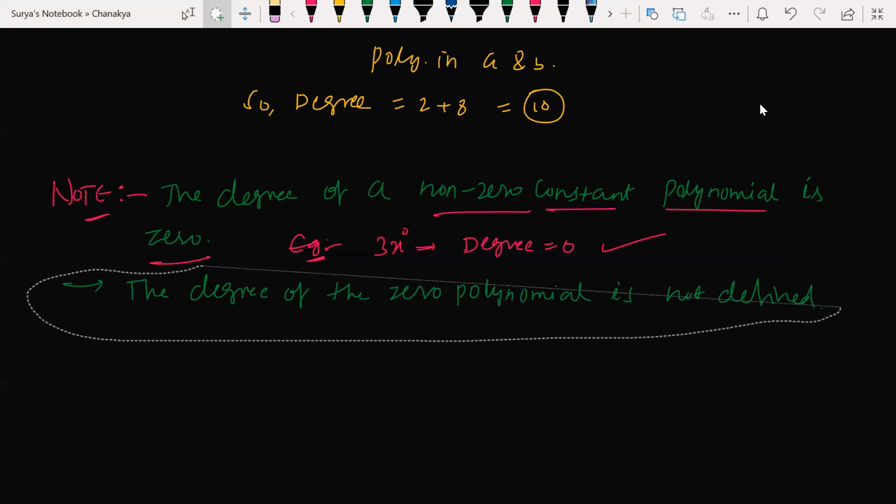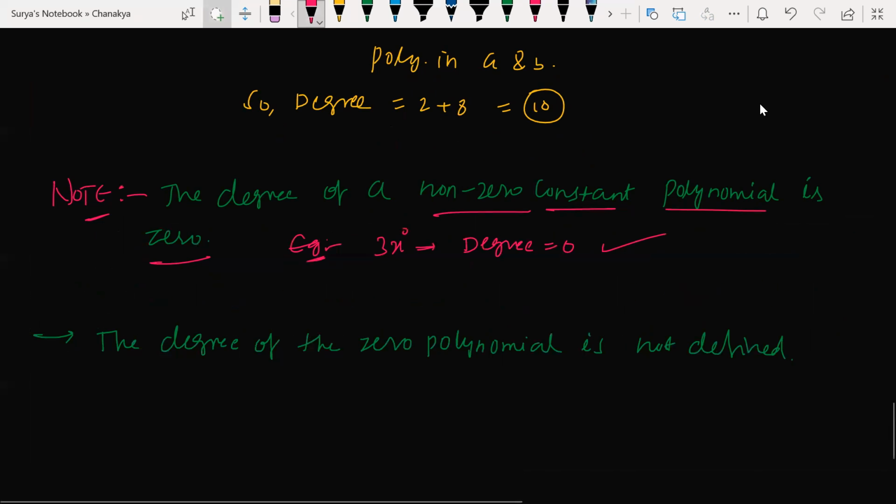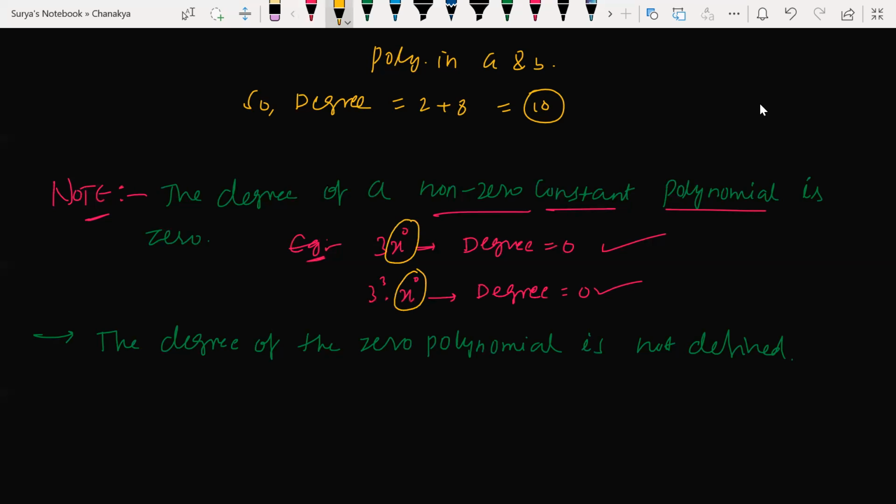Let me show it to you again. Suppose you have 3 cube. What is the degree of 3 cube? 0 only. Why is it 0? 3 cube can be written as 3 cube into x to the power of 0. Still it is 3 cube only. Some variable to the power of 0 is always 1, right? So here the power of the variable is 0, so the degree is 0. Understood my point?